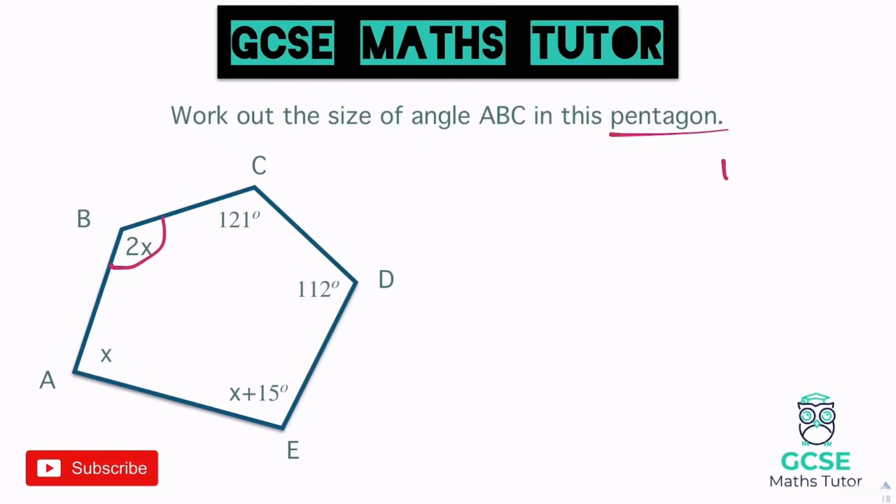So a triangle, remember, is 180. A quadrilateral, we add another 180, is 360. And then a 5-sided shape, we add another 180, which is 540. So 540 degrees is what these all add up to.